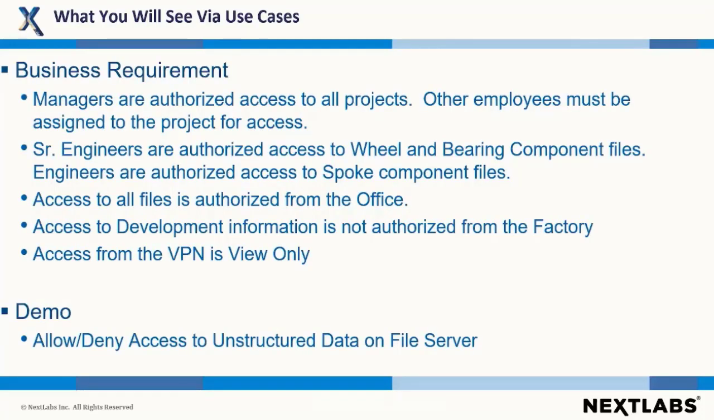For this demonstration, we have a set of business requirements that we want to meet using NextLabs ABAC, or Attribute-Based Access Control policies. These requirements are based on different user, data, and location attributes. For example, in this scenario, while managers are authorized access to all files, other employees are only authorized access to the files for projects they are assigned to and components they work on. The demonstration will show how access to unstructured data on a file server is restricted to only authorized users.